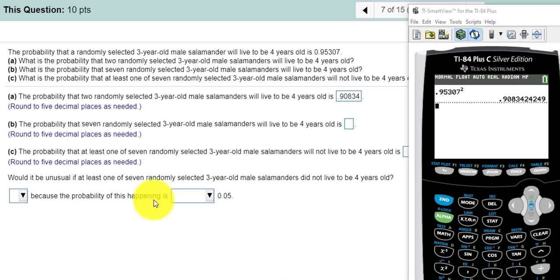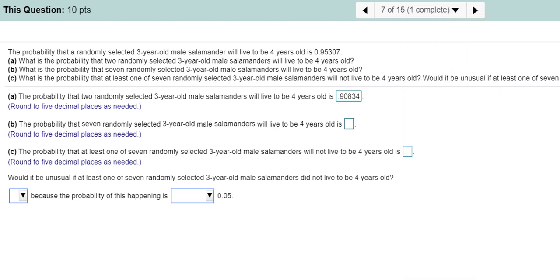Okay, for part B, what's the probability that 7 salamanders will live to be this old? So now I'm just going to raise this to the 7th power. This is the equivalent of doing 0.95307 times 0.95307, and so on. And then we're going to enter that decimal. Just make sure I round it correctly, 1, 2, 3, 4, 5 decimal places.